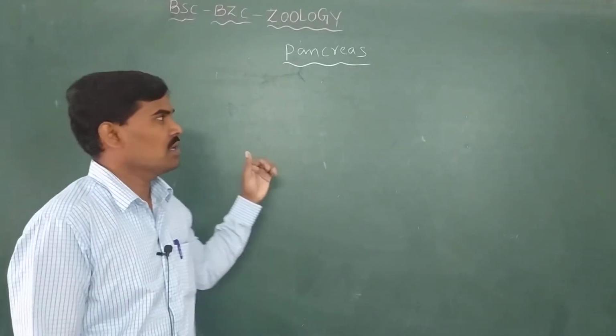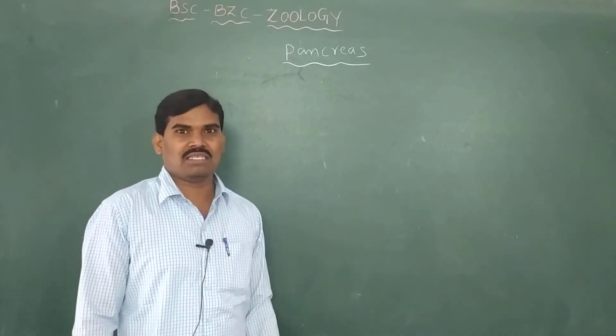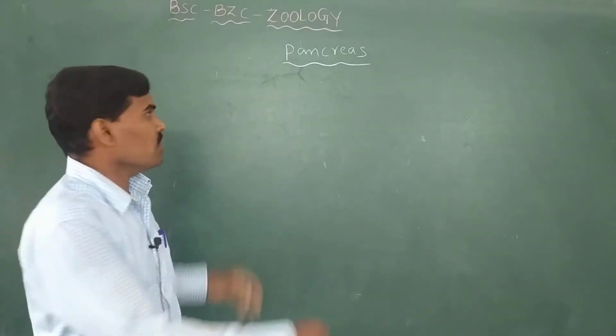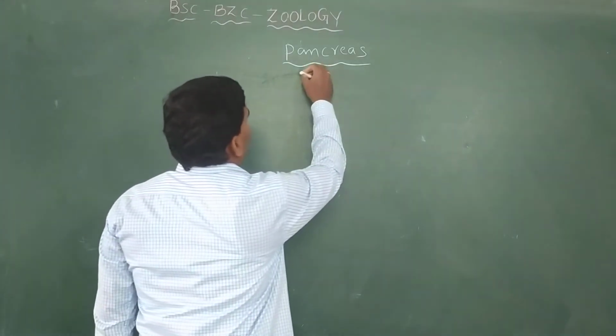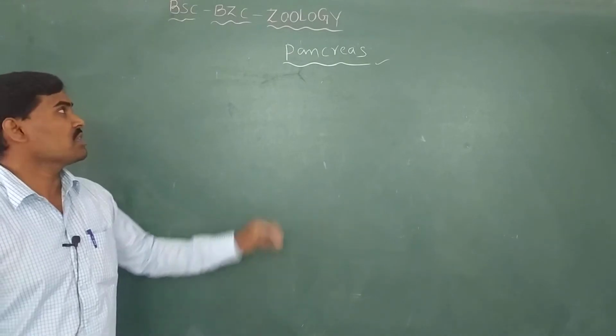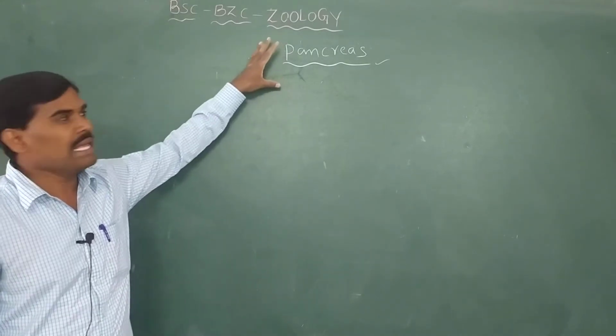Okay, students, in the previous class we completed the adrenal glands. Next, we are going to discuss the pancreas gland. The pancreas is another gland in the endocrine system.